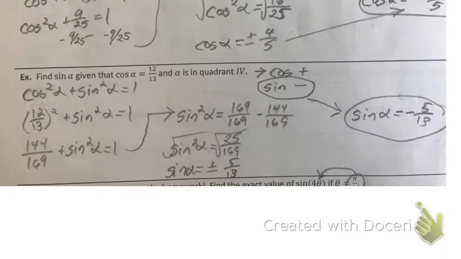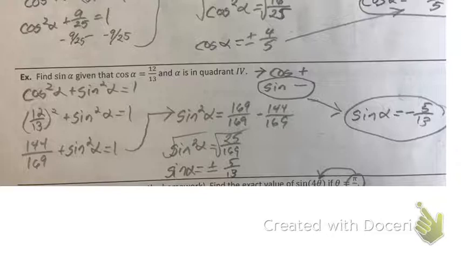I'll walk you through it really, really quick. Cosine squared plus sine squared equals 1. Quadrant 4. In quadrant 4, you have all students take calculus. Cosine's positive, everything else is negative, so that means sine is negative.